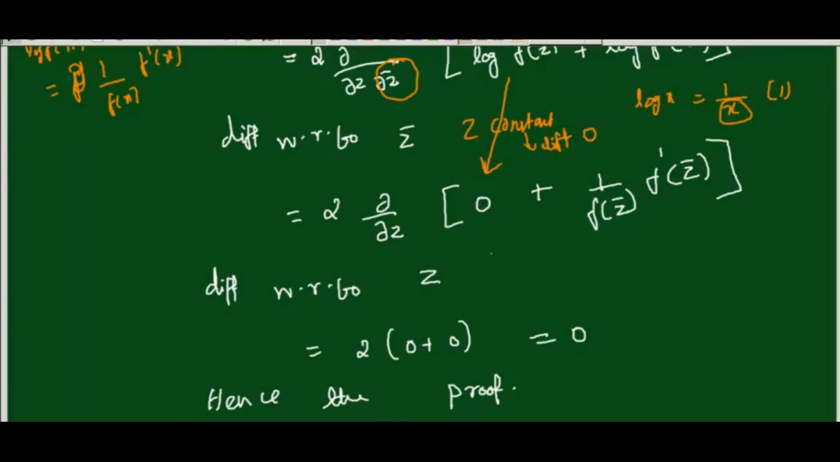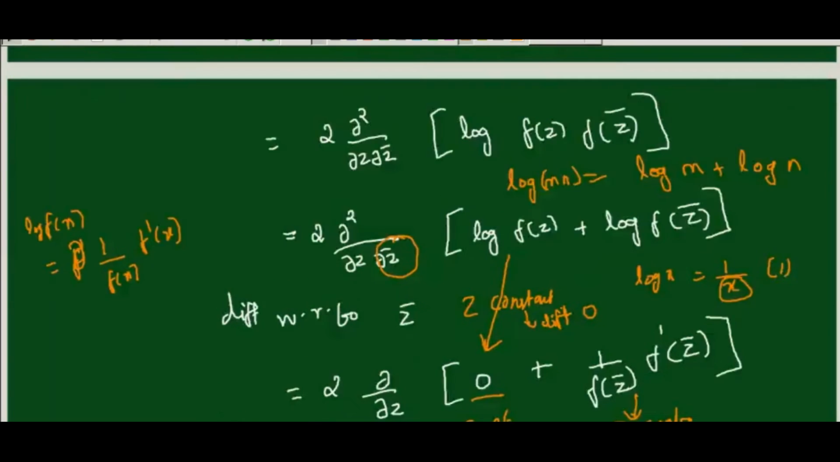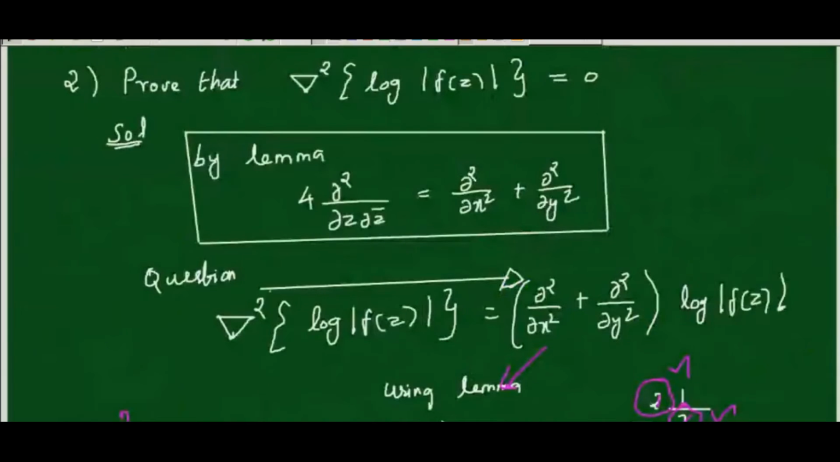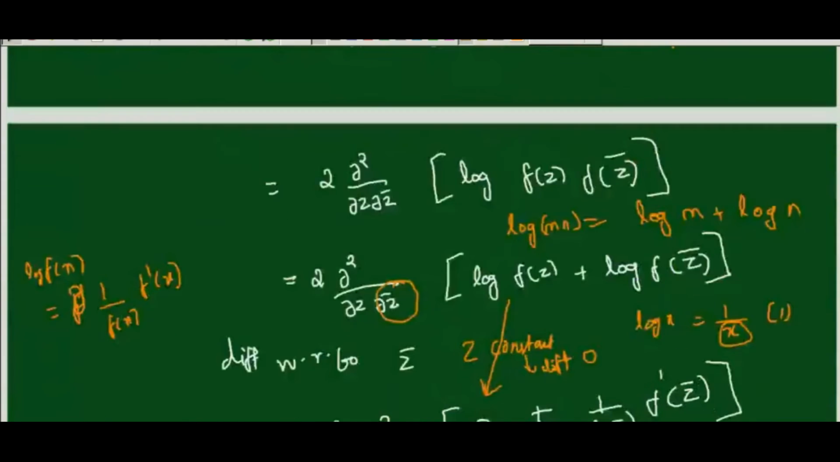Now differentiate with respect to z. This is already constant, so the differentiation is 0. Now you are going to differentiate with respect to z, meaning this is also a constant. Both constant differentiation is 0. So 0 plus 0 is 0. Therefore 2 into 0 is equal to 0, hence proved. The question is: del square of log f of z equal to 0. So using the lemma, we have proved del square of log f of z equal to 0.